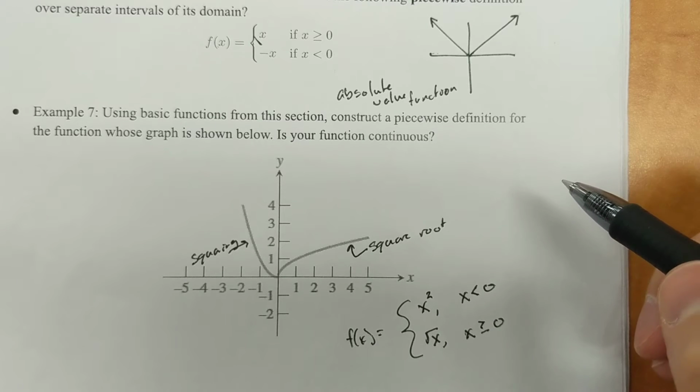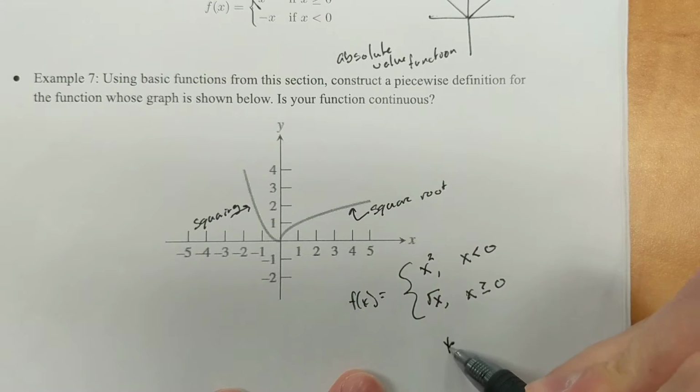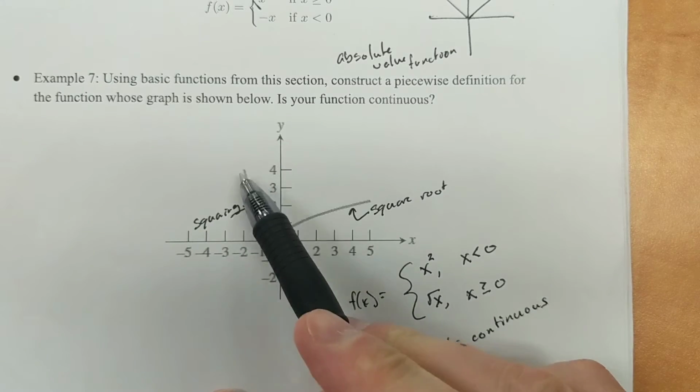The second part is, is the function continuous? That means, can you draw the graph without having to lift your pencil? So yes, it is continuous, because I can trace along the graph without having to lift my pencil.